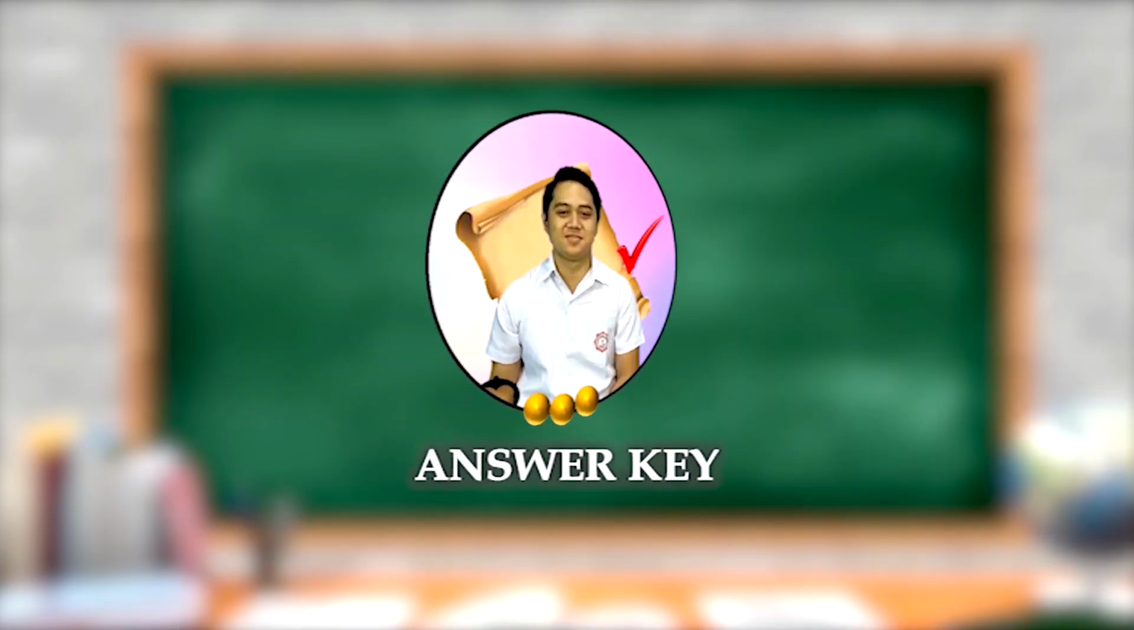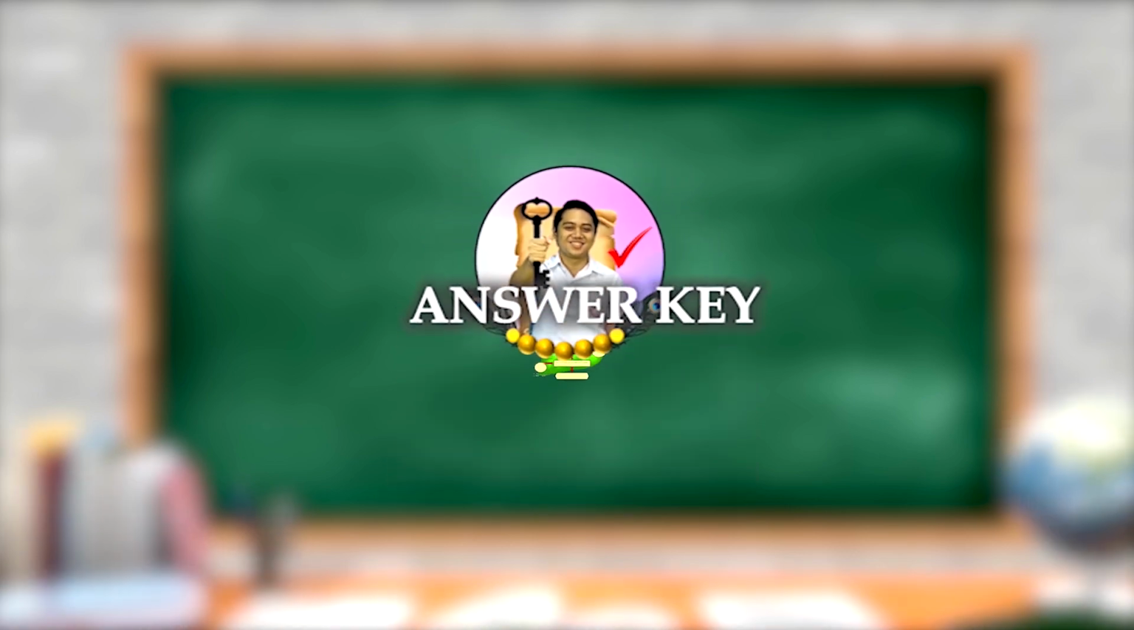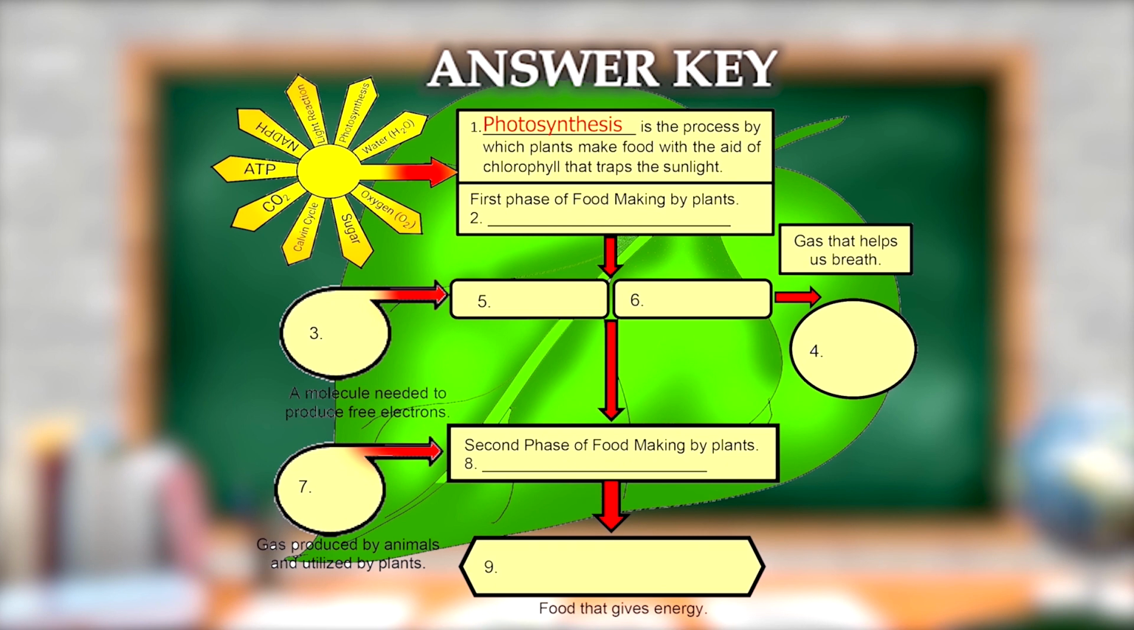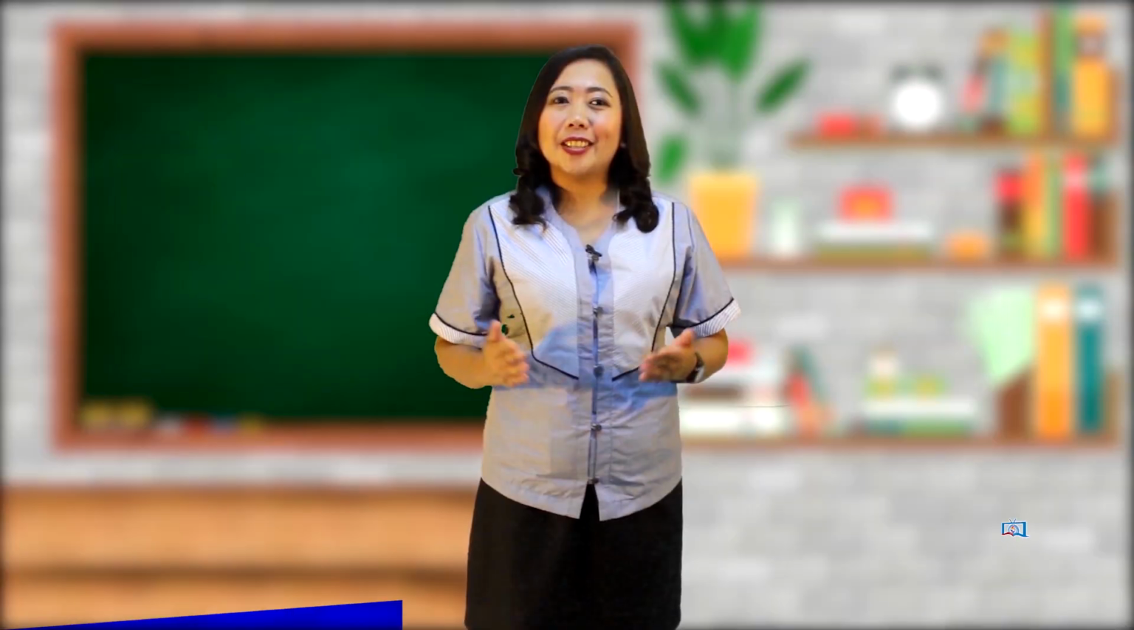Check your answers on the screen. One, photosynthesis. 2, light reaction. 3, water. 4, oxygen. 5, NADPH. 6, ATP. 7, CO2. 8, Calvin cycle. 9, sugar. You did a great job in answering the activities.